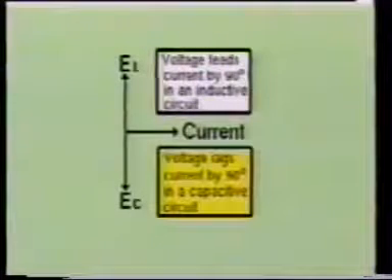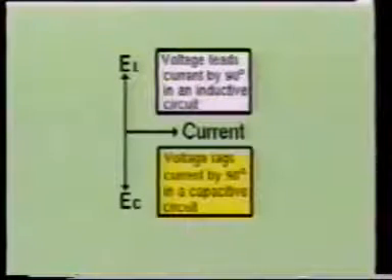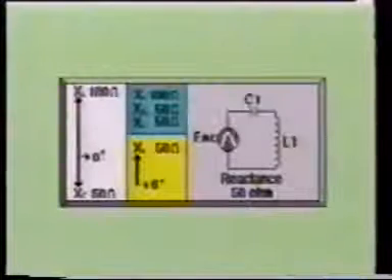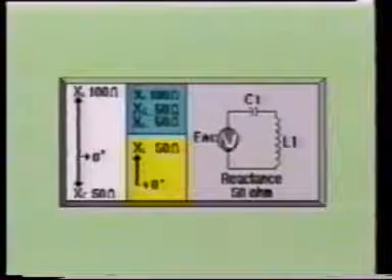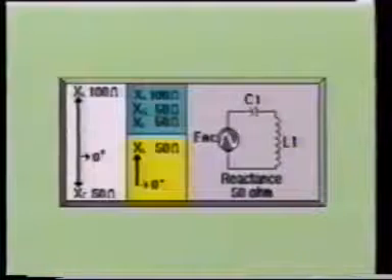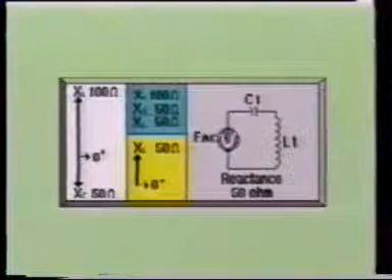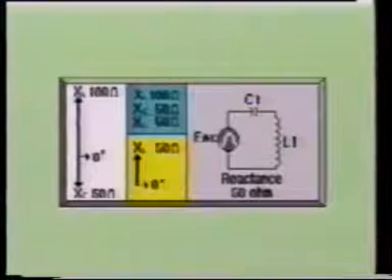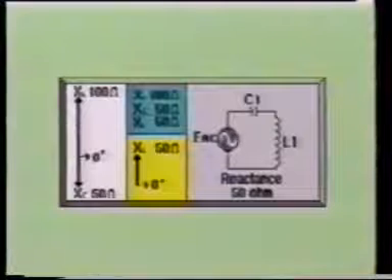other. For example, let's assume that coil L1 has an inductive reactance of 100 ohms, and capacitor C1 has a capacitive reactance of 50 ohms. The total reactance of this circuit would be 50 ohms of inductive reactance. This was obtained by subtracting the smaller reactance from the larger.